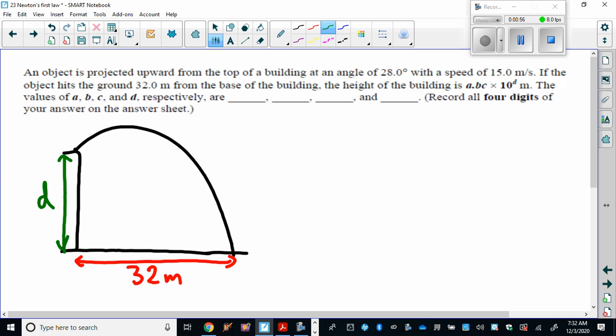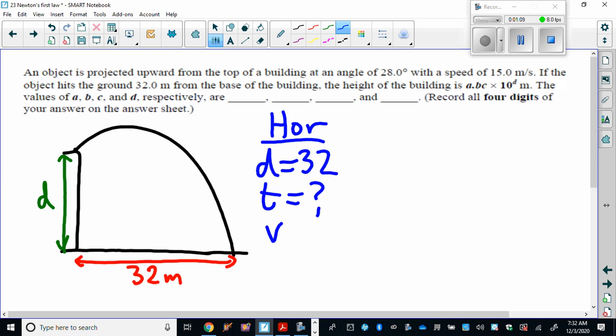We're given the horizontal displacement. So let's just write that out. In terms of the horizontal components, what are we given? The displacement. Do we have the velocity? Or let's go with the time. Do we have the time? No, we don't. Do we have the velocity? Yes, we do. But we have to calculate it by separating it into components.